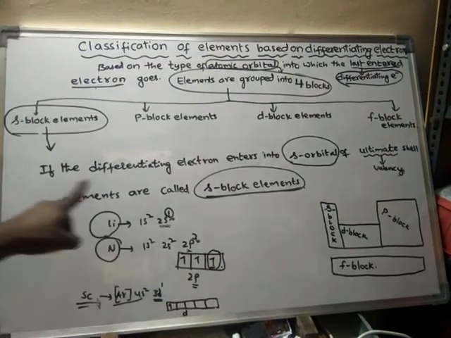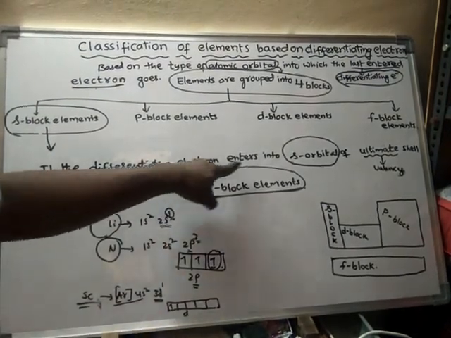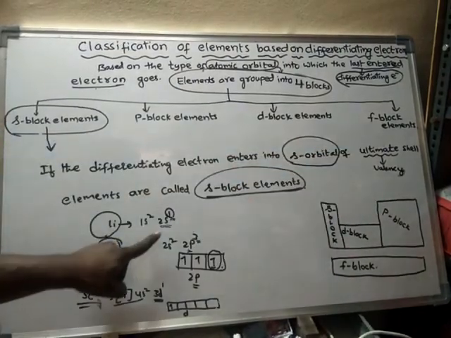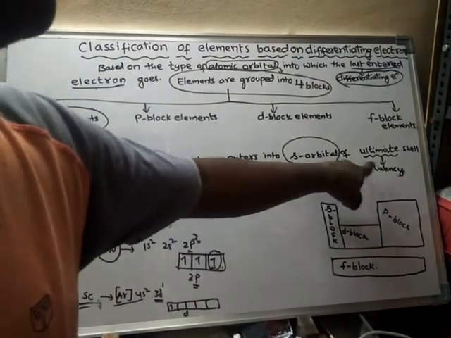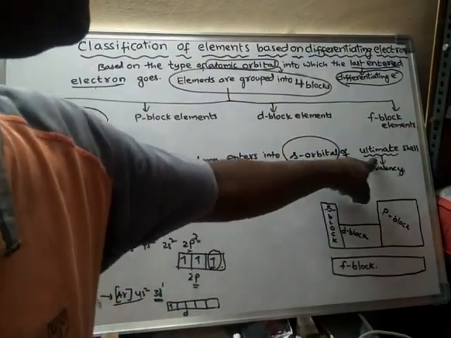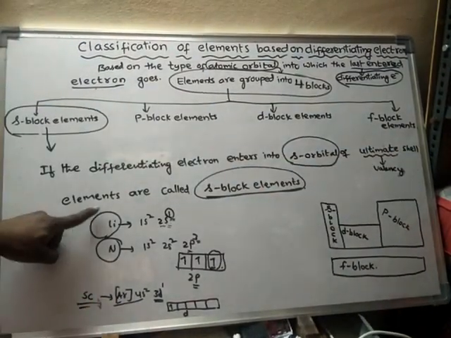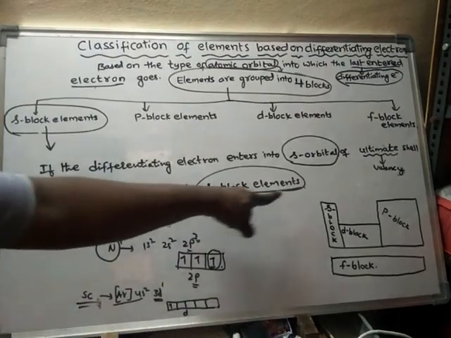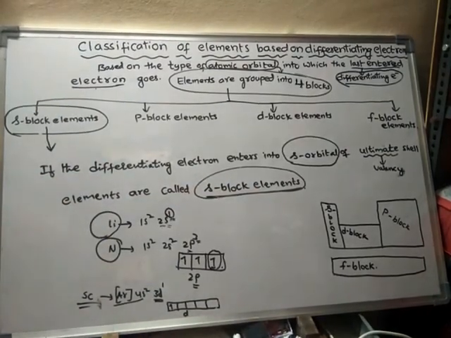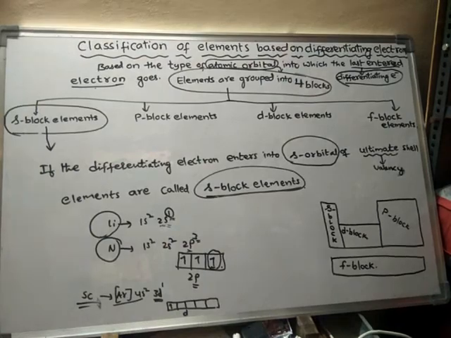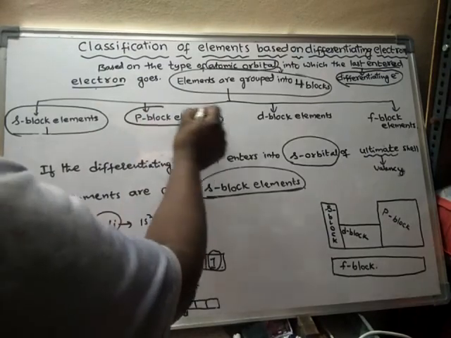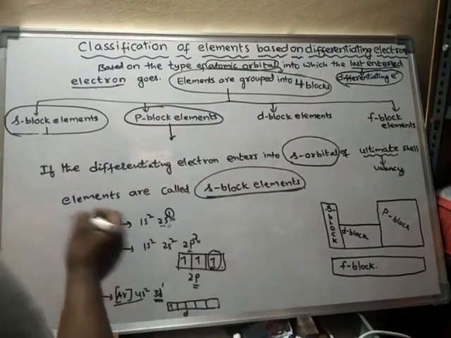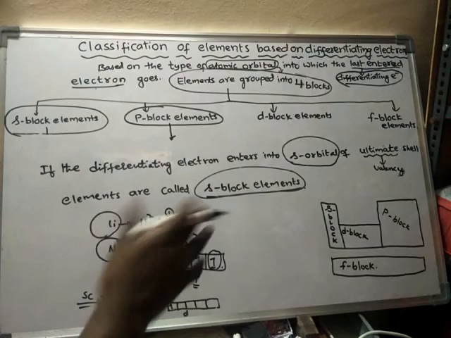So if the differentiating electron enters into s orbital of the last shell, s orbital of valency shell, or s orbital of ultimate shell, then those elements are called s block elements. Hence lithium is an s block element. Then what are p block elements? The definition will go like this, but with a small change.